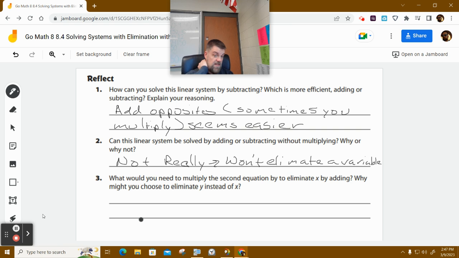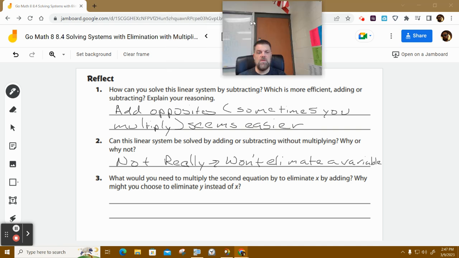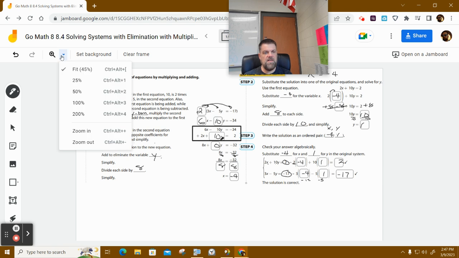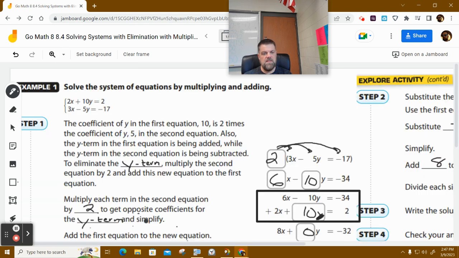So we can't eliminate a variable that way. And then it says, what would you need to multiply the second equation by to eliminate x for adding? So let me just kind of copy and paste that. Let me zoom in here. I'll copy and paste this equation real quick.